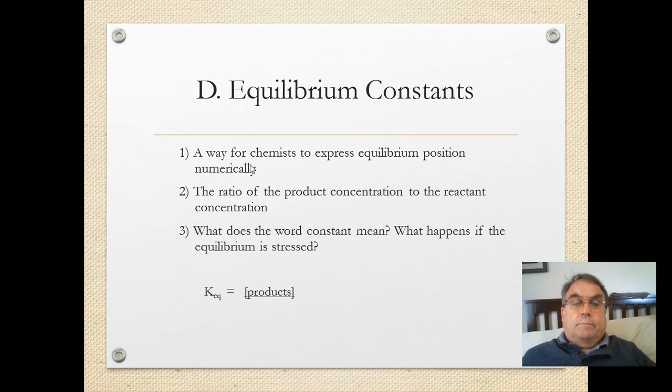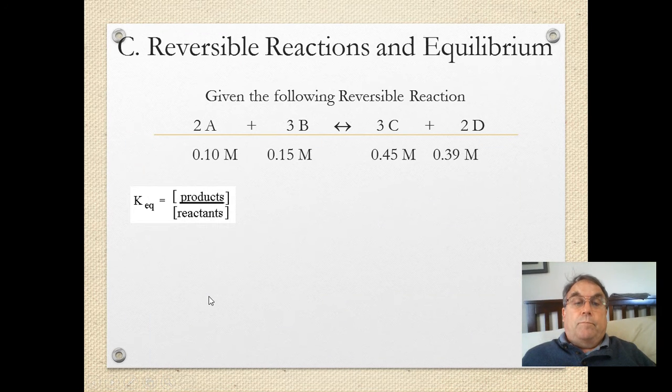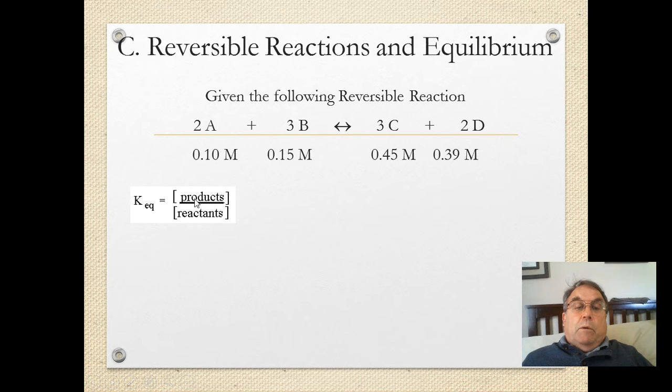Okay. So KEQ stands for equilibrium constant. It's equal to the concentration of, square brackets means the concentration of whatever is inside the brackets. So the concentration of products over the concentration of reactants equals the equilibrium constant. Okay, so if we go to this generic equilibrium that we had a minute ago, same concentrations at equilibrium, we would take the concentrations of the products over the concentration of the reactants.